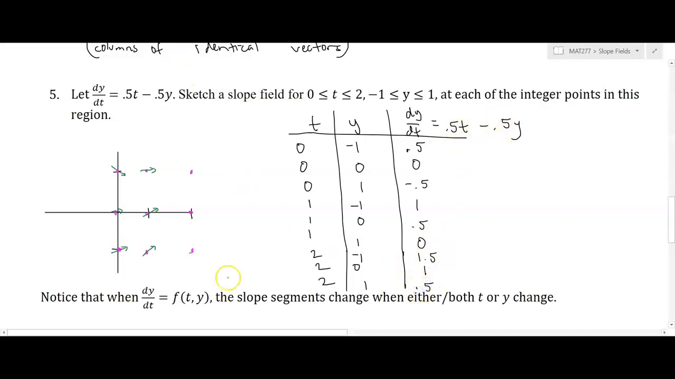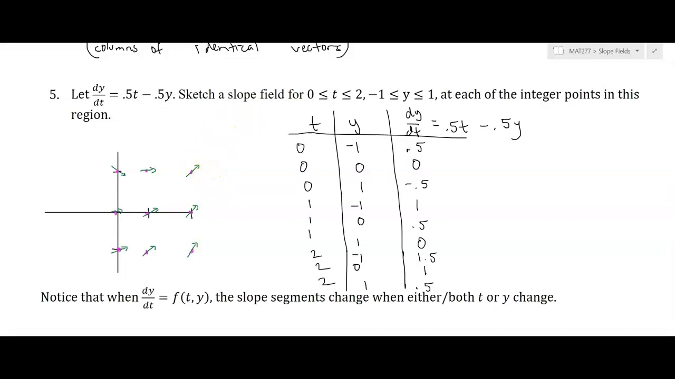So at 2, -1, I'll have a slope of 1.5, which means I want to aim for right about there. At 2, 0, I'll have a slope of 1, which will aim right about there, a little less inclined than that one. The slope of a half will aim more horizontally, less vertically.